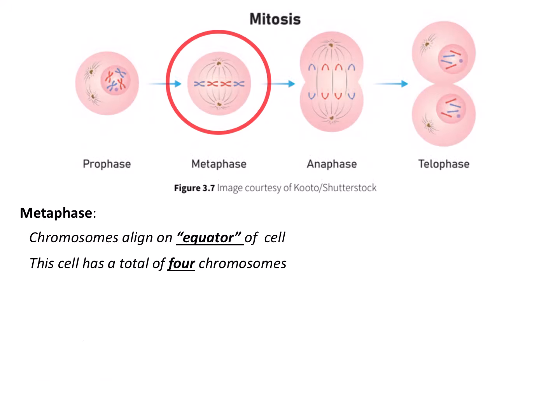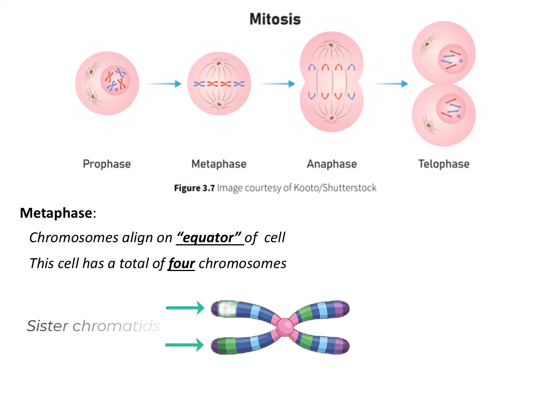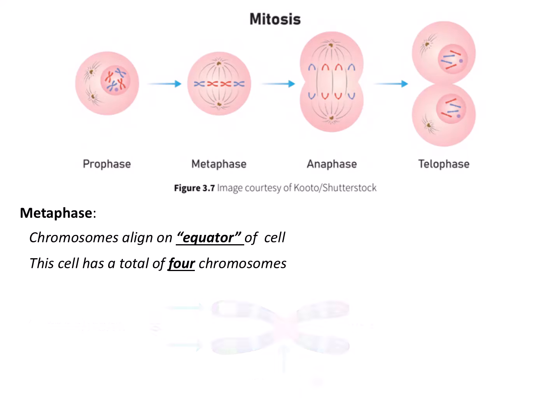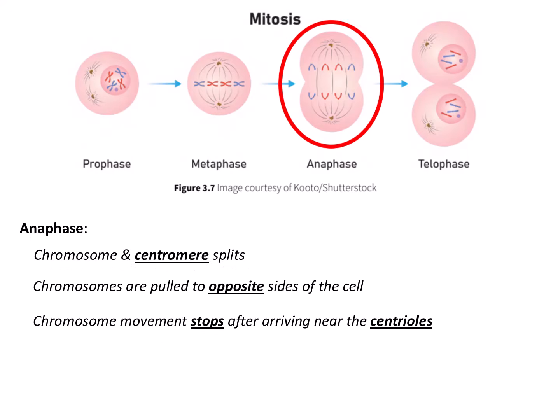Next up is metaphase. During this phase, the chromosomes will align along the equator or the center part of the cell. This cell has a total of 4 chromosomes. So we have 2 red chromosomes and 2 blue chromosomes. The structure of a chromosome consists of 2 sister chromatids, which are joined together at the centromere. After metaphase comes anaphase. During anaphase, the chromosome and the centromere split in half. So each sister chromatid is now pulled to the opposite sides of the cell. Chromosome movement will stop after arriving near the centrioles at the opposite poles of the cell.